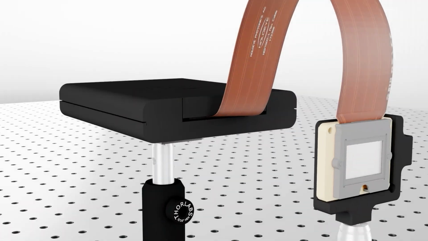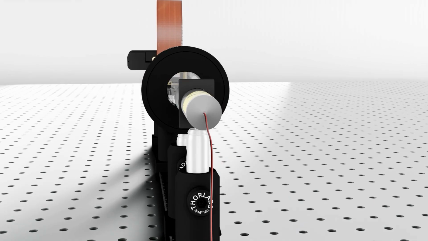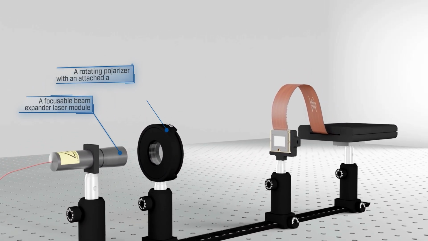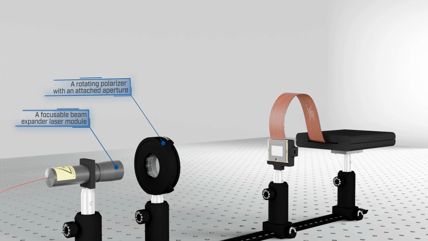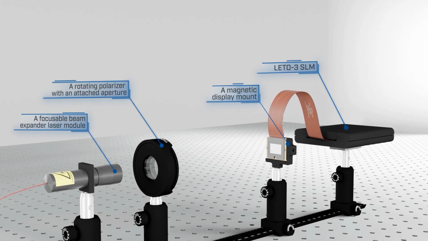For this demonstration, we will use a simple setup for holographic reconstruction. The assembly consists of a focusable beam expander laser module, a rotating polarizer with an attached aperture, the LETO-3 SLM, and a magnetic display mount.